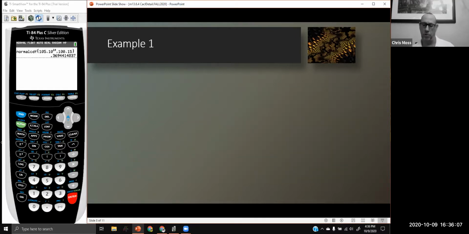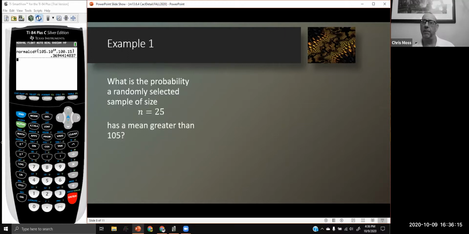Here's the follow-up question. We want to know the probability that a randomly selected sample of size n equals 25 has a mean greater than 105. Now the parameters are going to look a little different. Well, I'll use the same mean, mu of x bar. You can see the change in the notation.